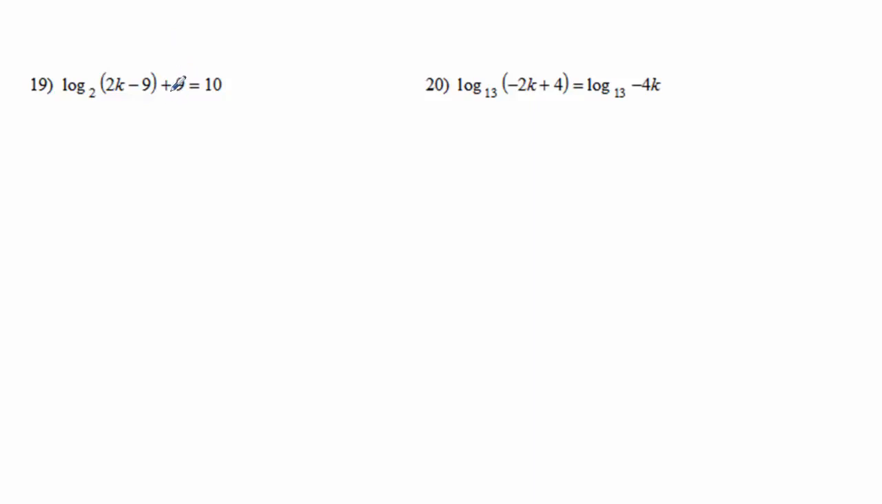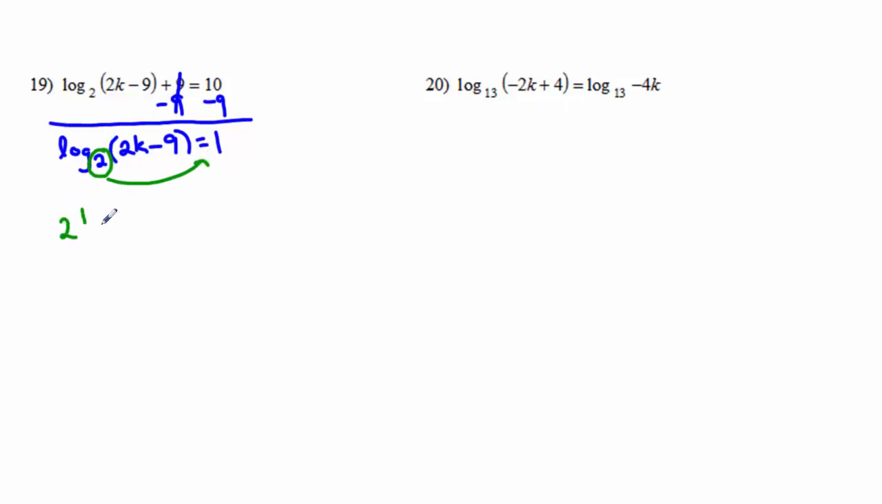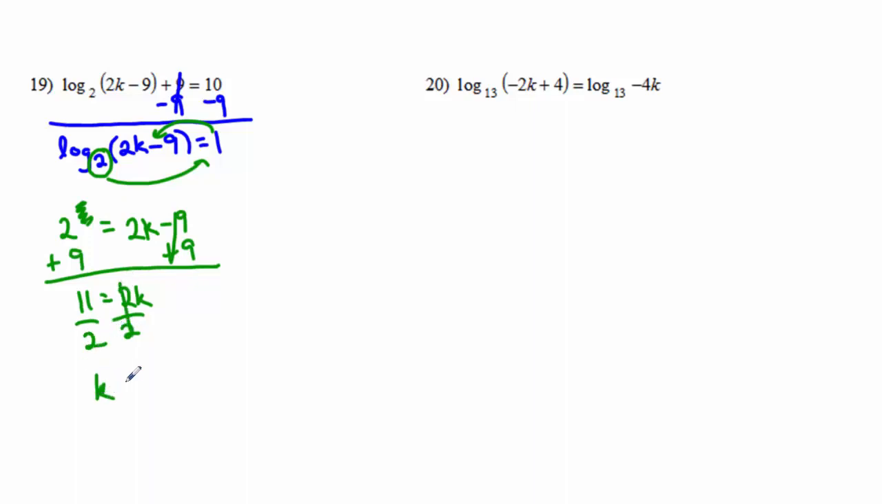Now I have this plus 9 on the side with the logarithm. So to get rid of this plus 9, I would subtract it to the other side, which gives me log base 2 of 2k minus 9 equals 1. And so now I'm ready to rewrite it so that I have a base of 2 to the first power equals 2k minus 9. And so 2 to the first power is really just 2. And so I can add 9 to both sides, which is 11 equals 2k, and then divide both sides by 2 and get k equals 11 halves. And that's my answer.